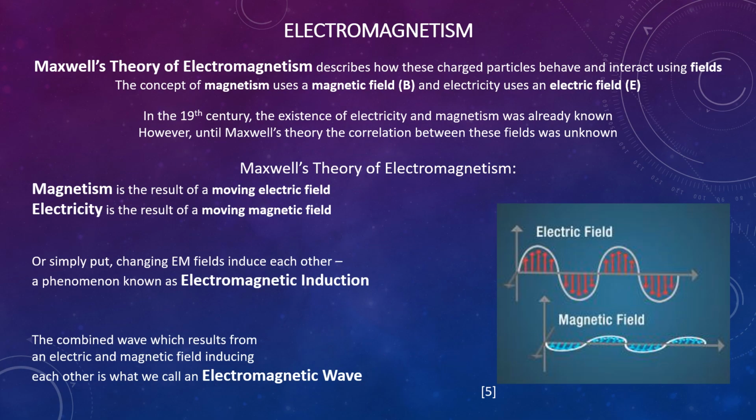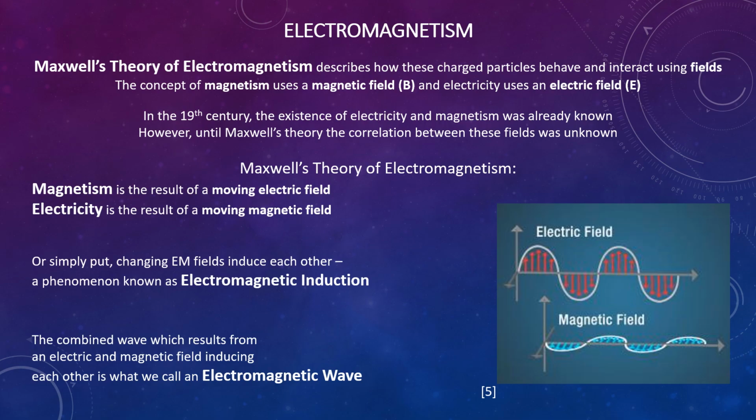Maxwell's theory of electromagnetism describes how charged particles behave and interact with the fields of magnetic fields and electric fields. We call this combination electromagnetism. In the 19th century, the existence of both electricity and magnetism was already known, but the way that they were connected wasn't. And it wasn't until Maxwell's theory was presented that a framework was established that connects magnetism and electricity.